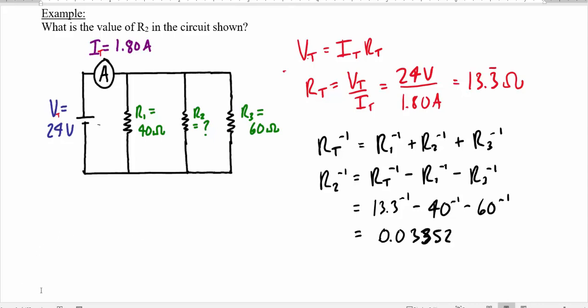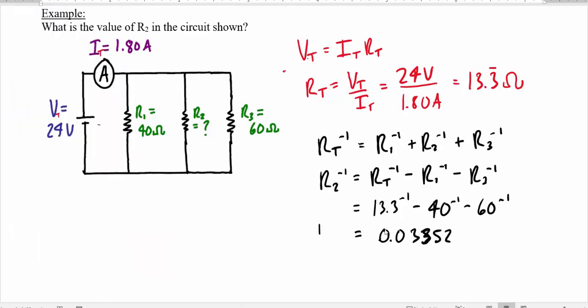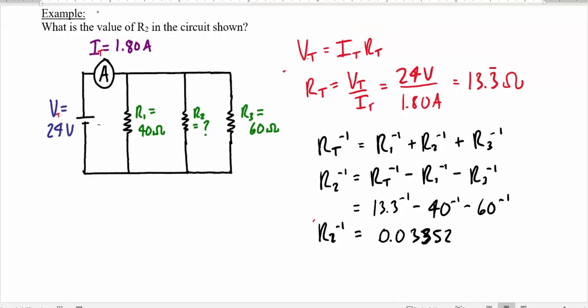Now, the reason I want to point this out is because a lot of students get to this point and they stop. And what I need you to recognize is that this is R2 to the negative 1. We haven't actually solved for R2 yet. And so I need to get rid of this little inverse that's still existing. So I'm going to put this whole thing to the negative 1, and I need to put this side to the negative 1 as well.